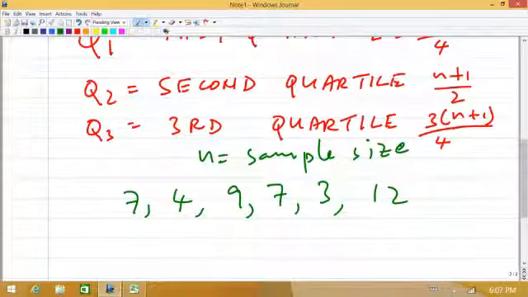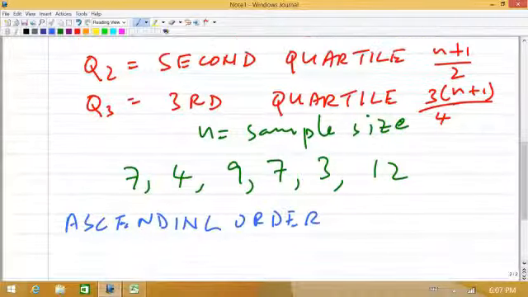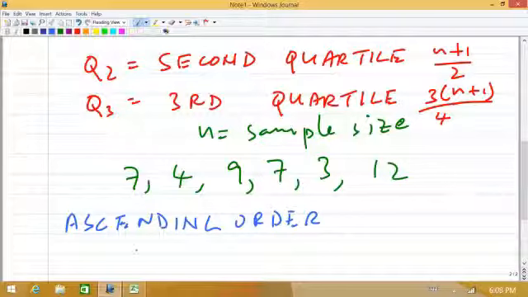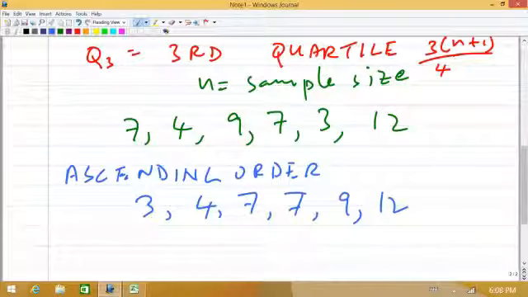First, what we ought to do is rearrange the data in ascending order. So in this case, this would be 3, 4, 7, 7, 9, 12. Once we have done that, we can use the formula that we have seen before.